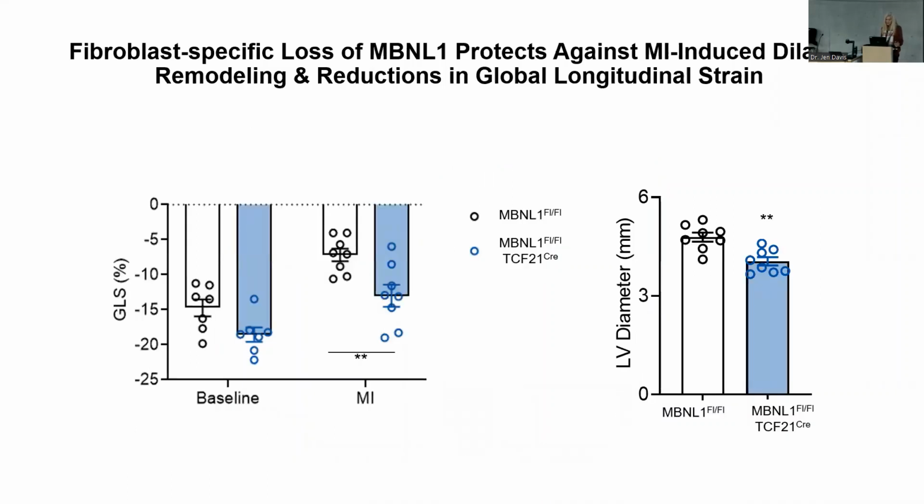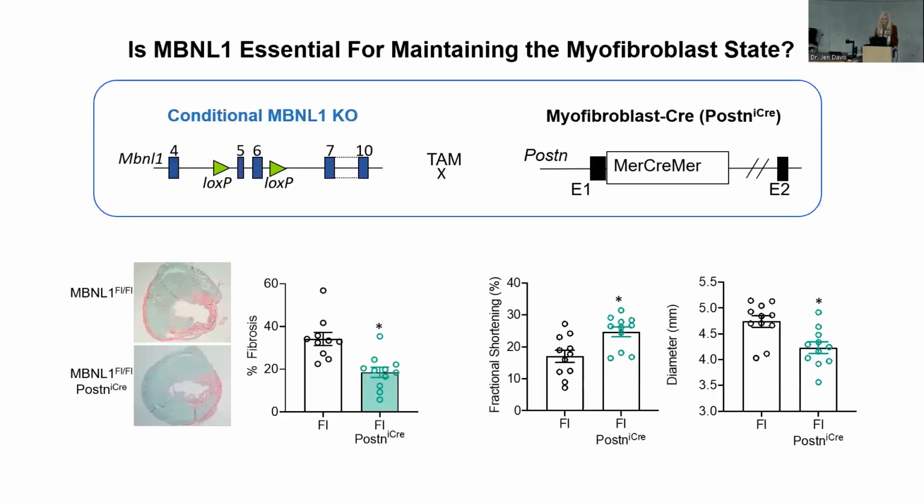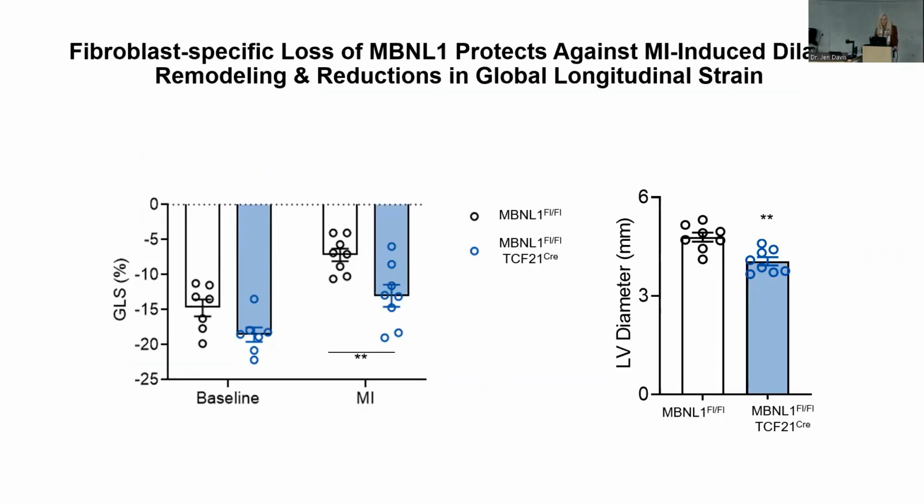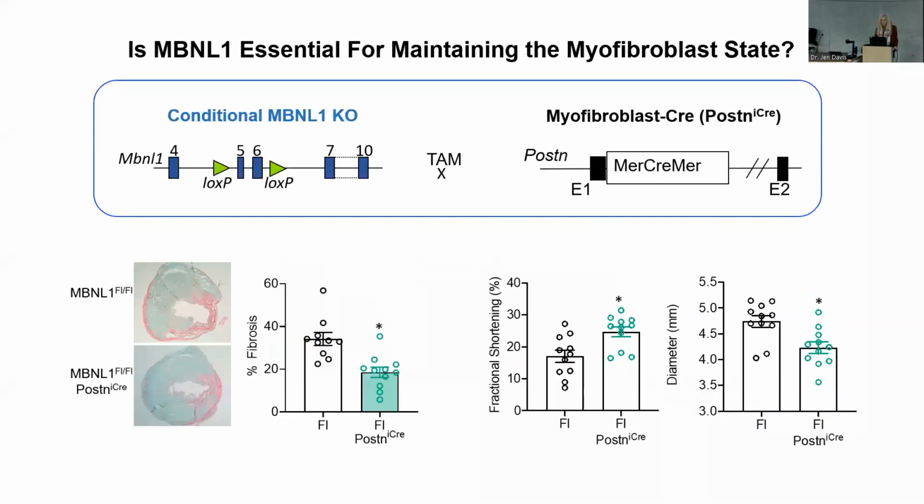Okay, so how do these mice fare following myocardial infarction? Well, the muscleblind knockout mice do quite a bit better. You can see they have improved global lateral strain shown here. And when we measure dilation using echocardiography, they're less dilated. So they definitely do better when you prevent this myofibroblast transition.